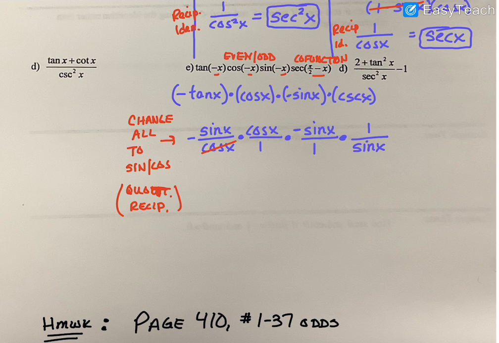Okay, when we multiply fractions, let's do some canceling. Cosine x in the denominator can cancel with a cosine x in the numerator. A sine x in the denominator can cancel with a sine x in the numerator. A negative times a negative is a positive. What remains? Sine x. So all of that loveliness simplifies down to sine x.